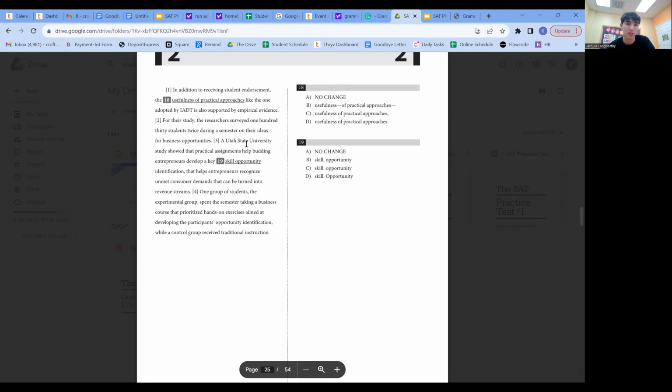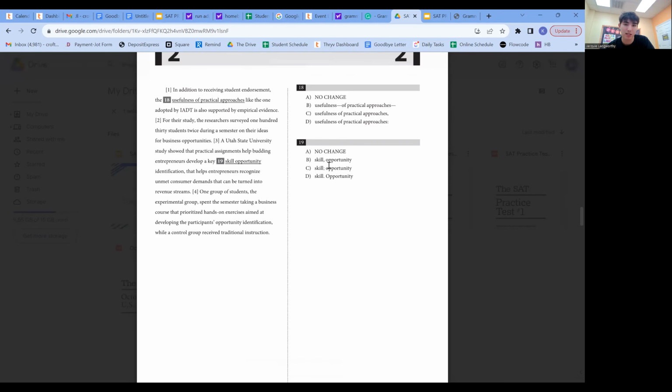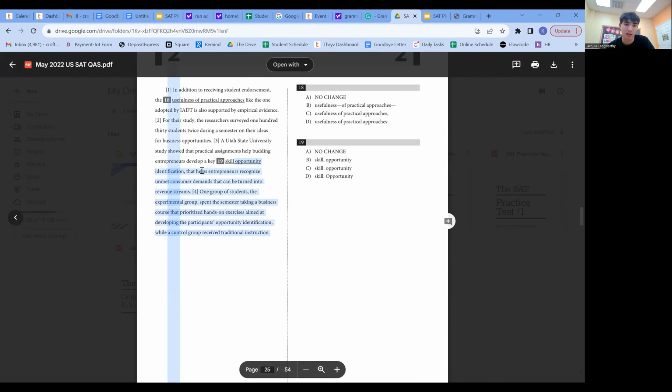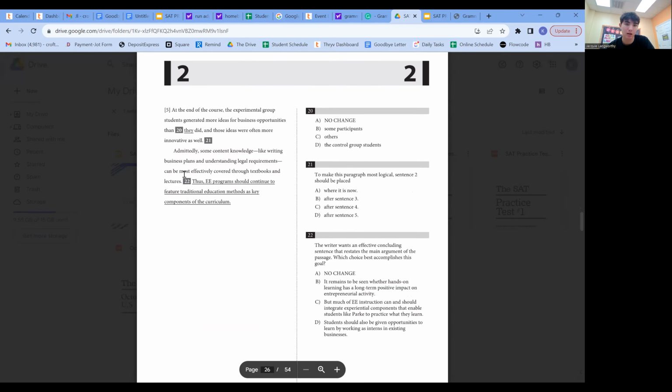A Utah State University study showed that the practical assignments help budding entrepreneurs develop a key skill, opportunity identification, that helps. Yeah, that's all you really need to write. 19 is going to be B because the skill is opportunity identification. That's going to be an appositive right there, or non-restrictive clause.